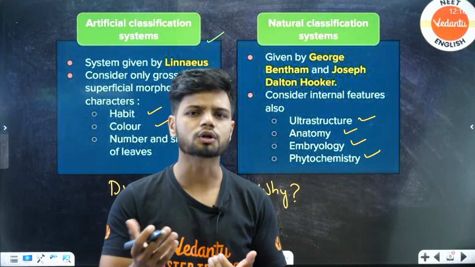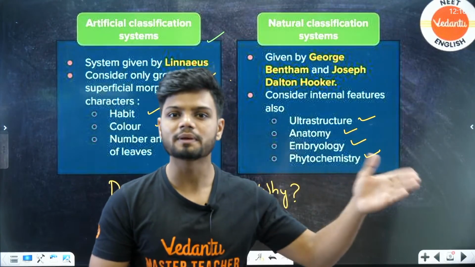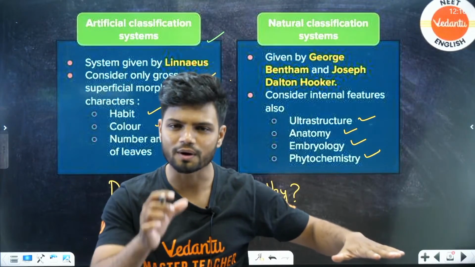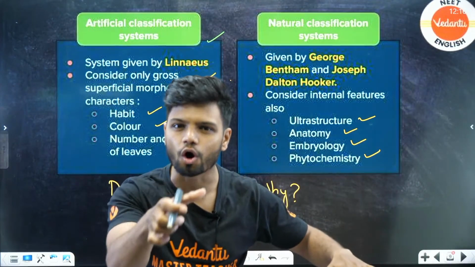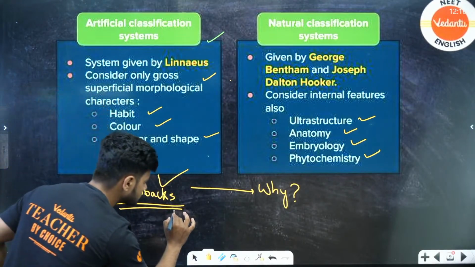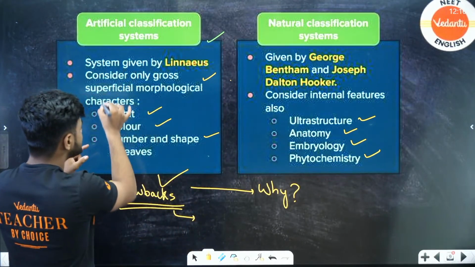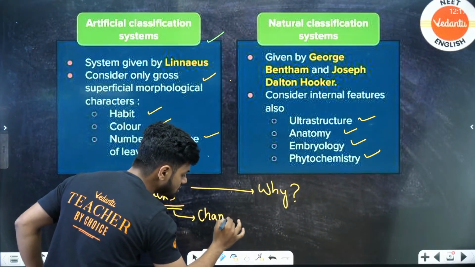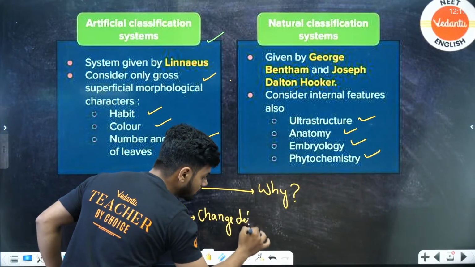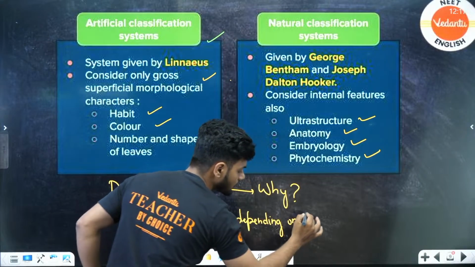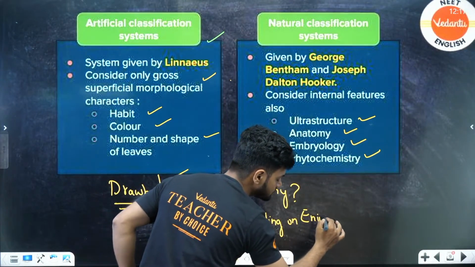But what about in the autumn season? Will the leaf still be there? No. All the leaves will fall down. So what is the meaning of this? The biggest drawback of the artificial system of classification was that the external characteristics can change, depending on environmental factors.